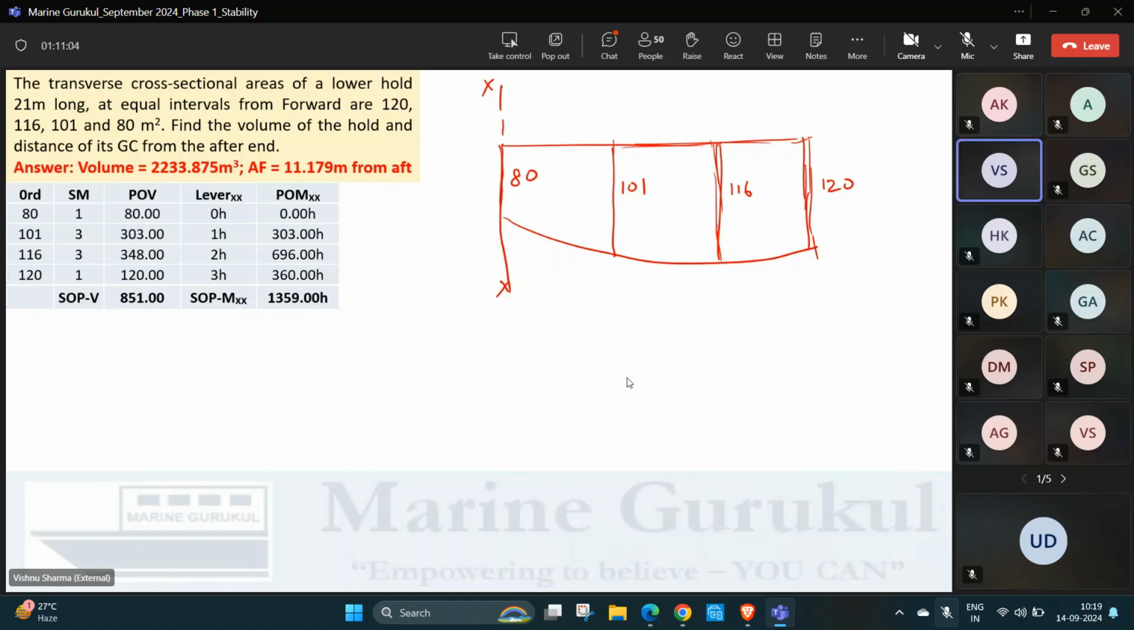Guys, can you please complete and match the answers now? Yes, sir. It's matching. Okay. Let everybody do it.